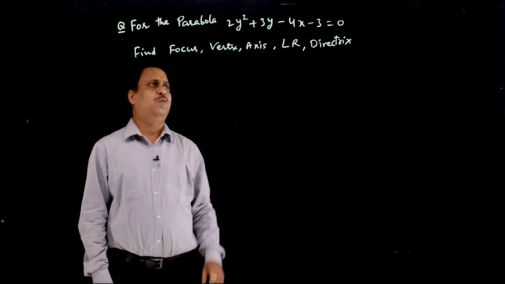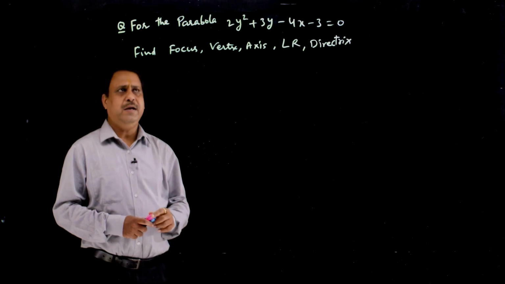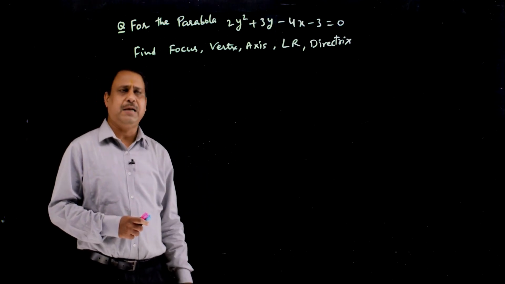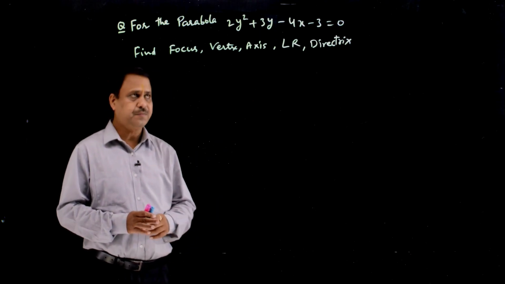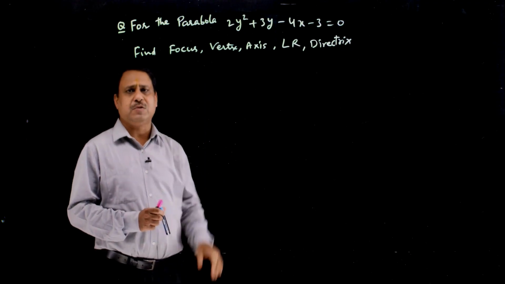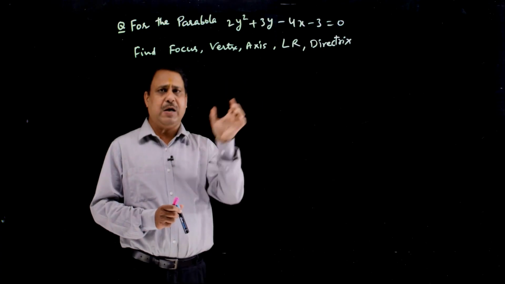For the parabola 2y² + 3y − 4x − 3 = 0, find the focus, vertex, axis, latus rectum, and directrix, and then we can also draw it. Let us start with how to approach this type of question. First of all, we must try to make it a perfect square.